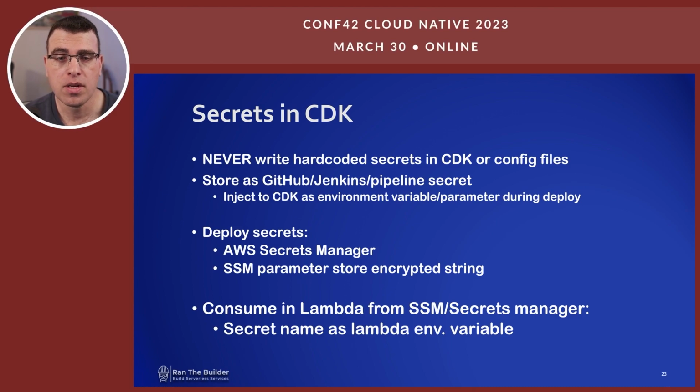You should store them in GitHub, Jenkins, or some sort of pipeline, whatever you're using as an internal secret, and then you can inject it into CDK as an environment variable or parameter into the constructor of the stack, and then CDK will use this parameter to deploy it as a secret into Secrets Manager or SSM Parameter Store as an encrypted string, and then the Lambda will consume it from SSM and Secrets Manager, and it's going to have an environment variable that tells it the secret name and, of course, the correct permissions to get the secret.